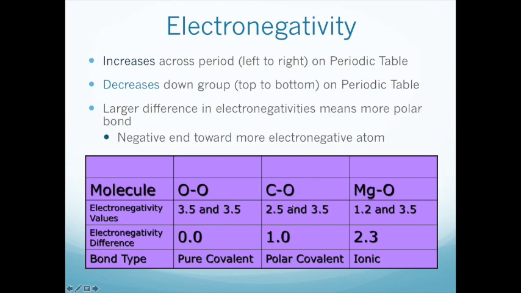Carbon monoxide. Carbon has 2.5 and oxygen has 3.5. The electronegativity difference is 1, and this is a polar covalent bond. Now, magnesium oxide. Magnesium has an electronegativity of 1.2, and oxygen has 3.5, making the difference 2.3, and this molecule is ionic.